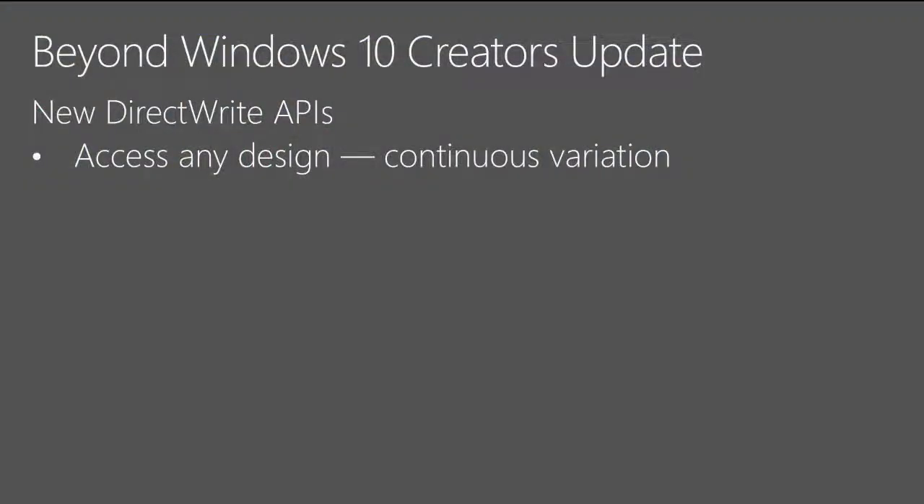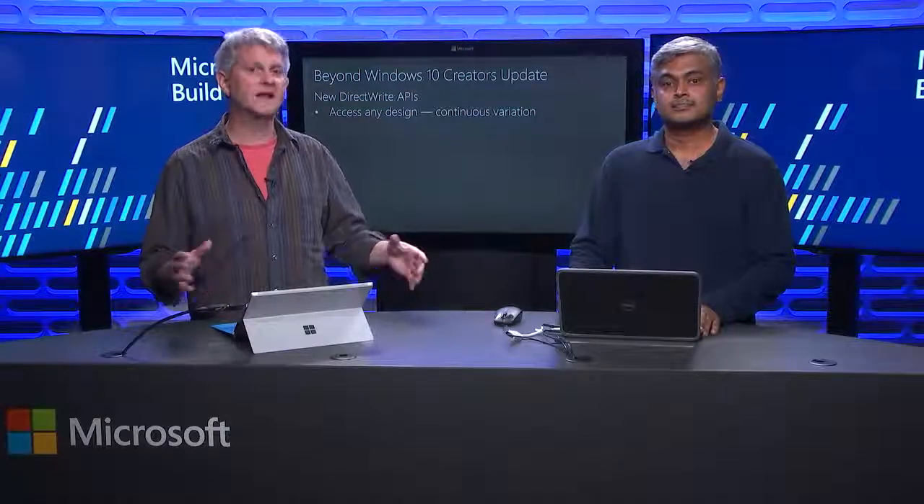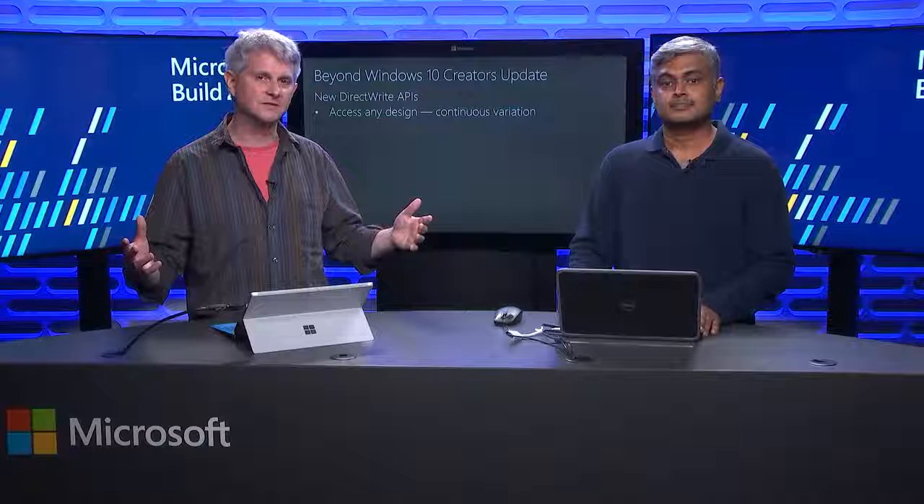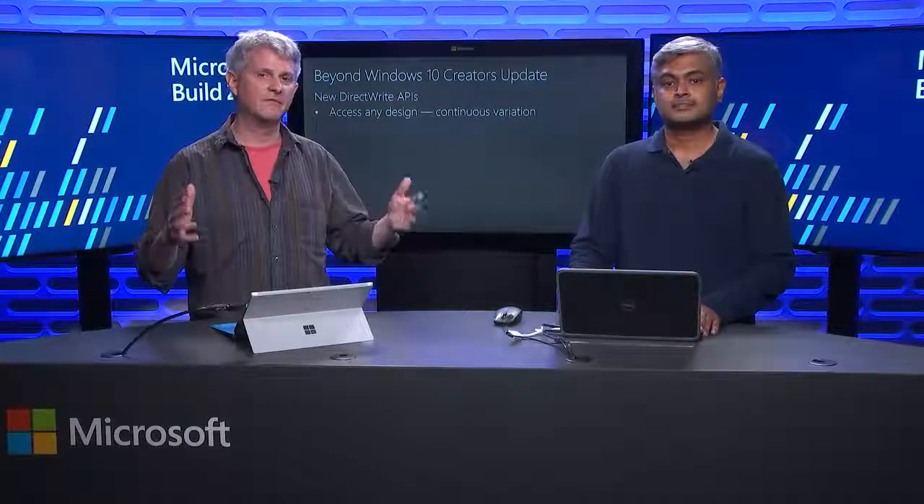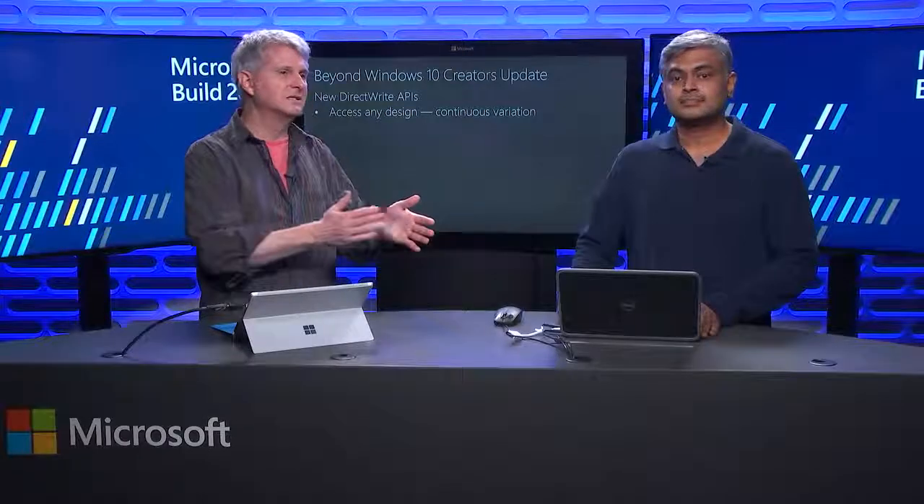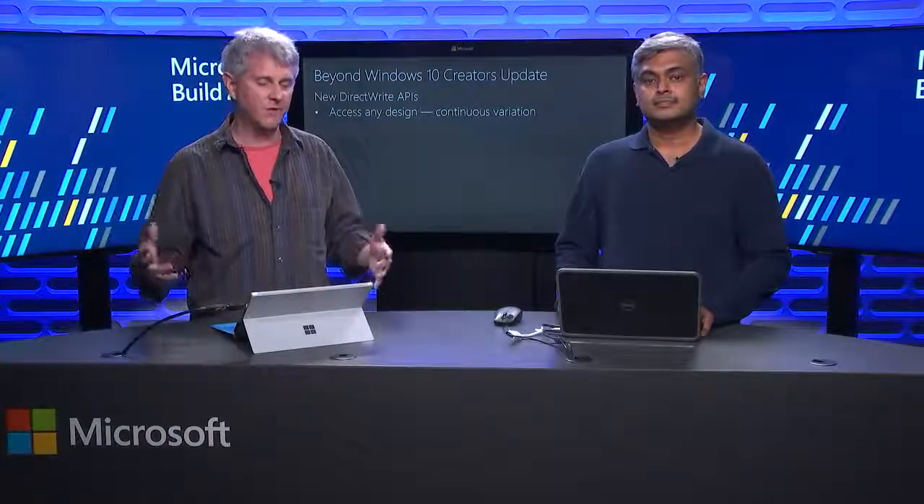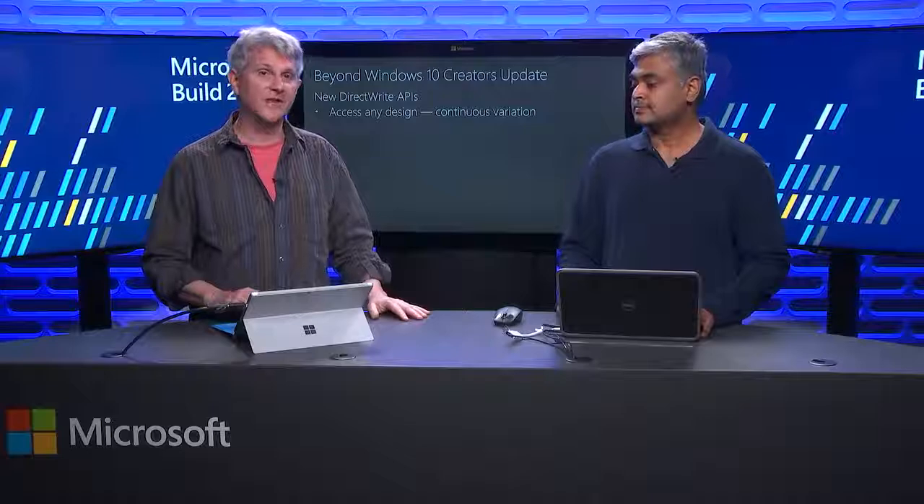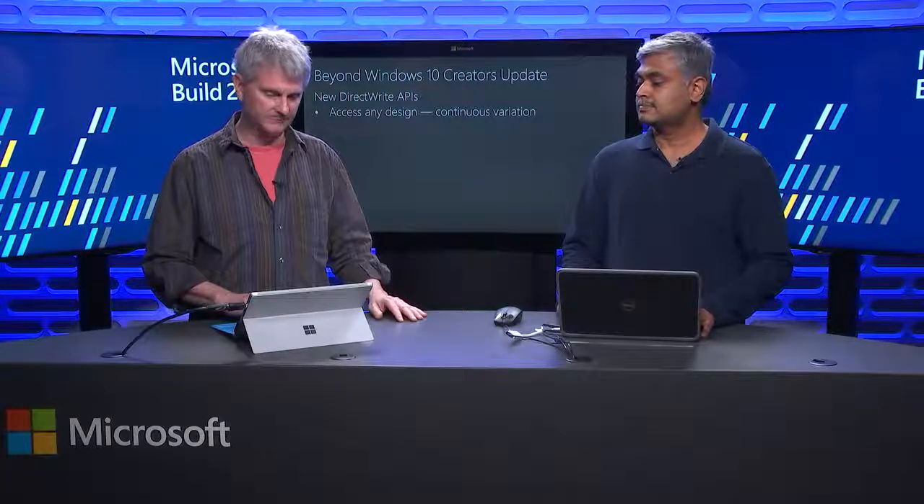So we've shipped the Creators Update, and now we're starting to work on the next feature update for Windows 10 that will be released later this year in 2017. For that, we're adding new DirectWrite APIs that will allow you to access not only the named instances, but any of the design variations within the variation space of a variable font. So not only the named instances, but that continuous range of variation that the font supports. And that's going to enable some exciting new capability.